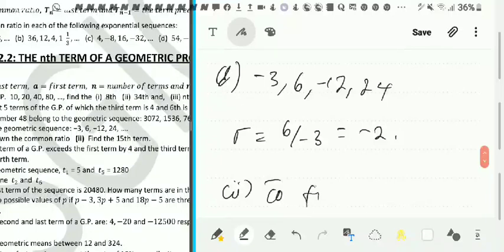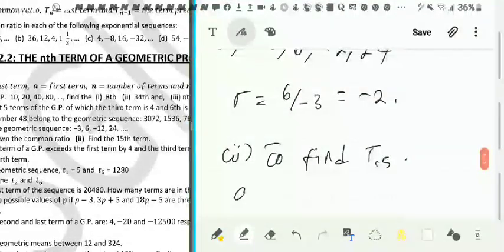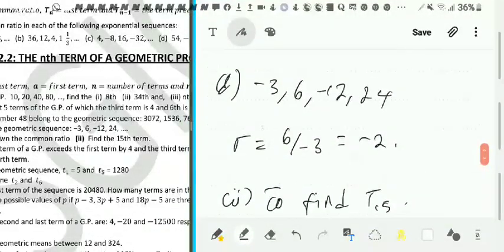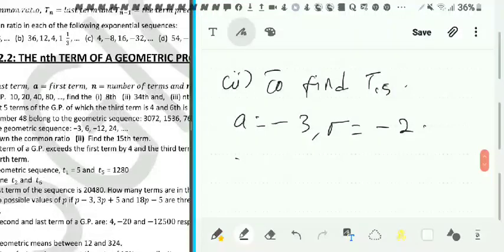To find T15, and to find any term in any sequence, you should know your A and your R. What is A? A is equal to what? That's the first term here. A is negative 3. And R is equal to what? Negative 2.